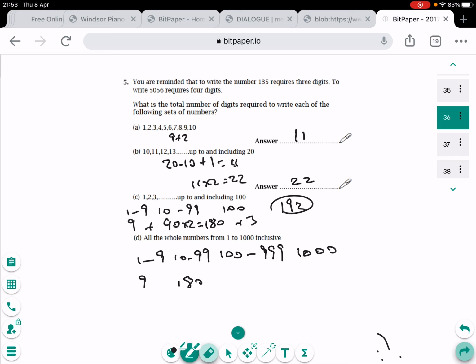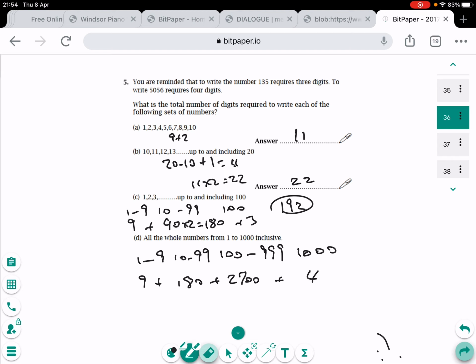999 minus 100 is 899. 899 plus 1 equals 900. So therefore that would be 2700 digits, because you need to times it by 3. And that's 1,000, 4 digits. So what we do here is we add them all up.